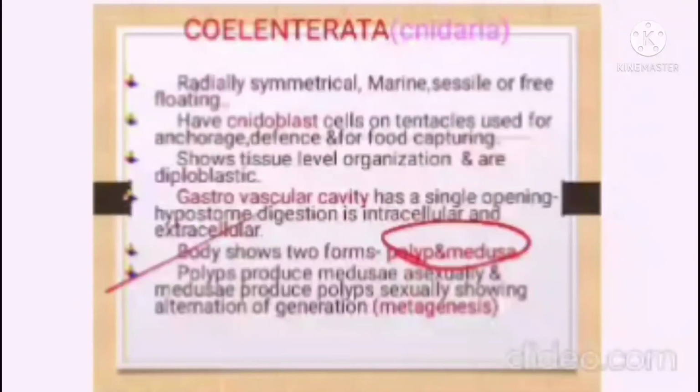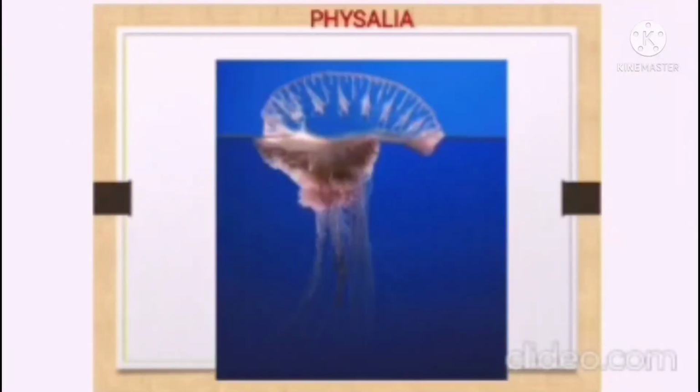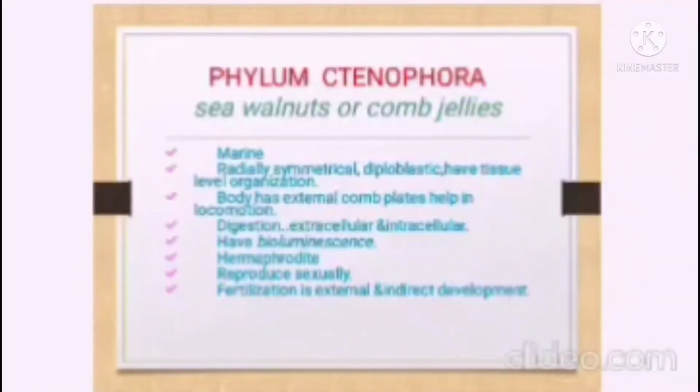One is the polyp which undergoes asexual reproduction to form medusa. Medusa undergoes sexual reproduction to form polyps. So there is alternation of generation between asexual reproduction and sexual reproduction. This sort of alternation of generation we call it as what? Metagenesis. Clear? So examples of this coelenterate are given, which I have already shown you. Right? Now moving on to the next phylum, Ctenophora.